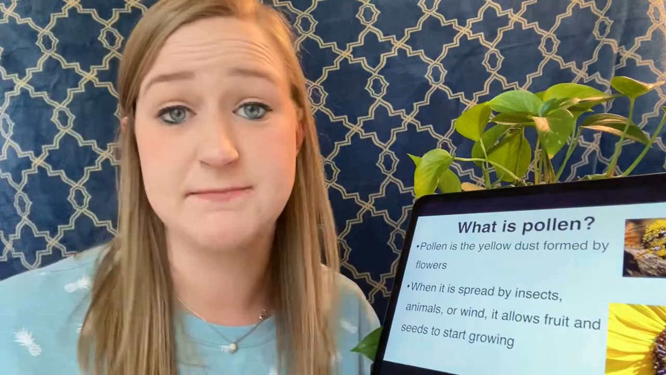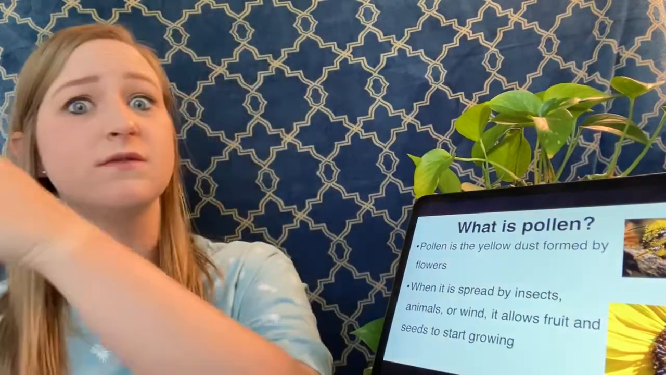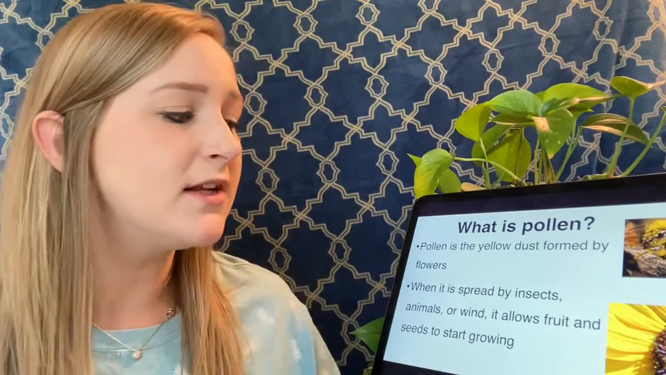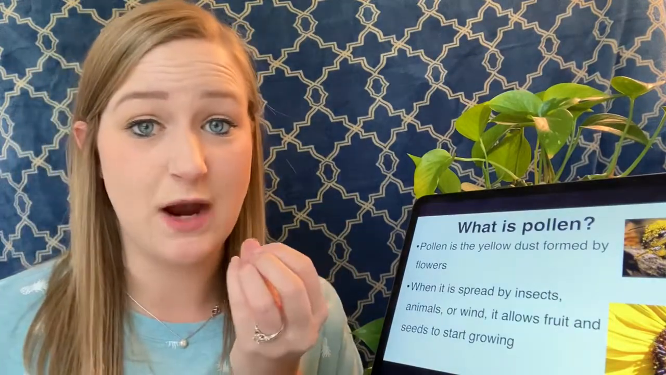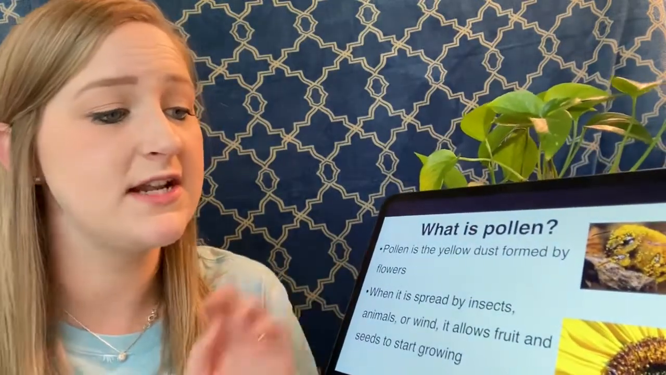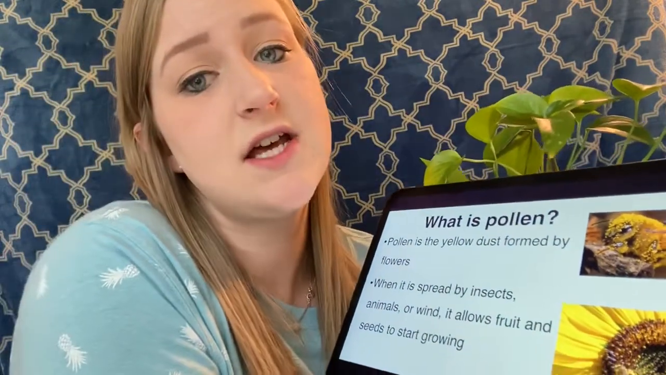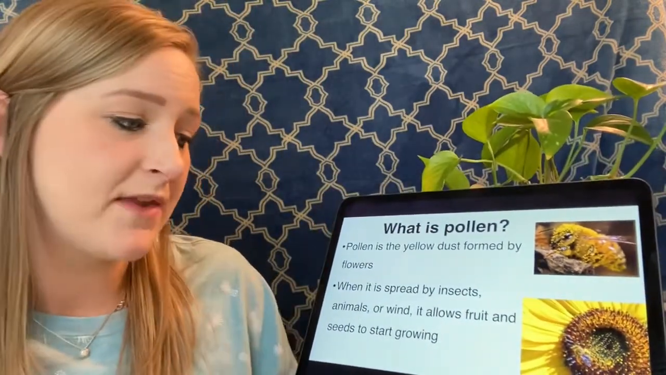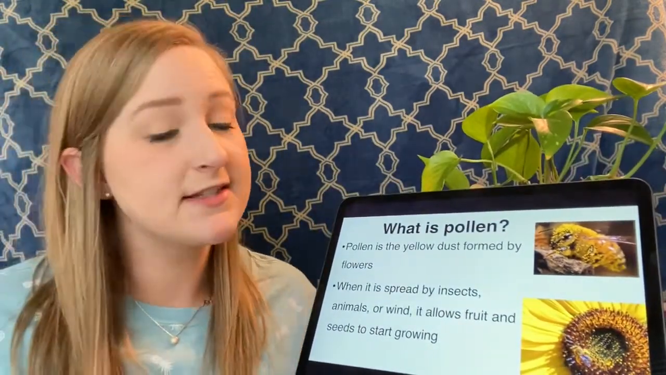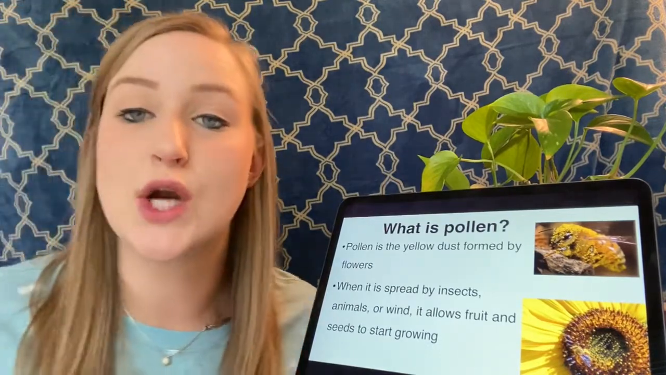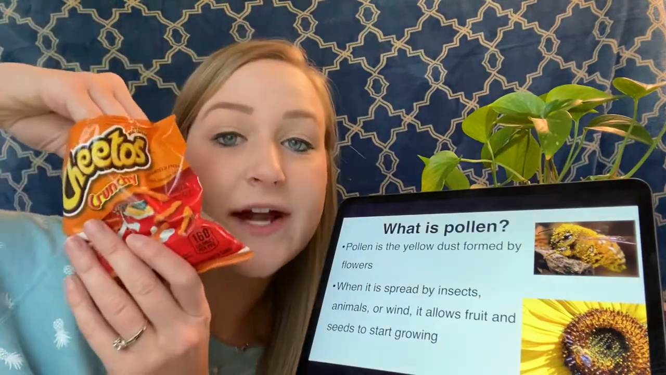So what is pollen? If pollination is when pollen moves from one flower to another flower, what is that pollen? Pollen is the yellow dust formed by flowers. So on the top of a flower, you're going to have this yellow dust. If you can see it in this picture of a sunflower, you can kind of see the yellow dust on top of it. When it is spread by insects, animals, or the wind, it allows the seeds and fruit to start growing.